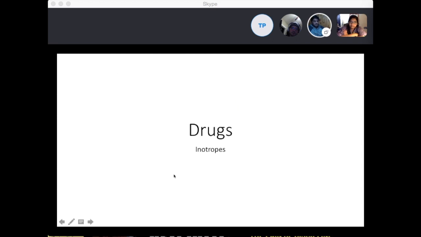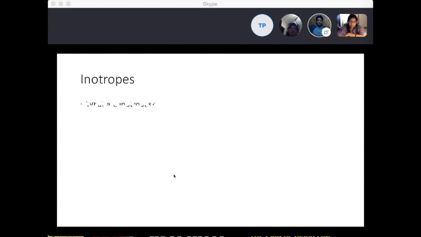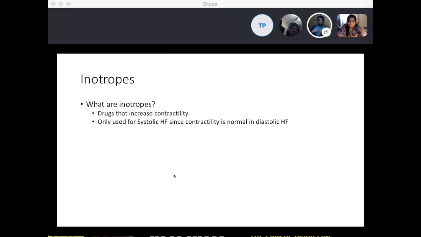Okay. So if no questions, we'll move to inotropes as the drugs for the day. So what are inotropes? Drugs that increase cardiac contraction? Correct. So they're used in systolic heart failure since contractility is normal in diastolic heart failure. So you're mostly going to use these drugs for systolic heart failure patients. So what effects do inotropes have on beta 1? Pete kind of gave it away.